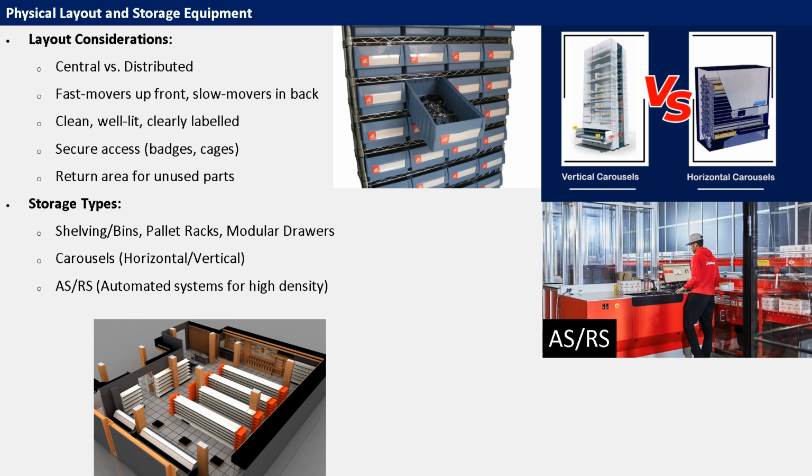Shelves and bins are suitable for small, slow-moving items. Pallet racks handle heavy or bulky components. Modular drawer systems allow high-density, secure storage for small, high-value items such as specialized tools or bearings. Automated systems like horizontal and vertical carousels, or automated storage and retrieval systems, ASRS, significantly enhance retrieval speed and space utilization.